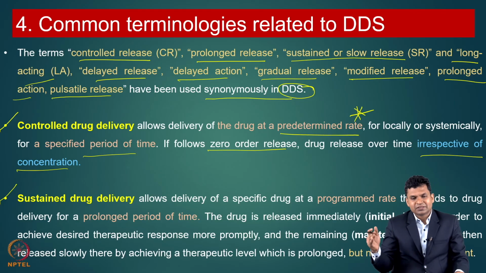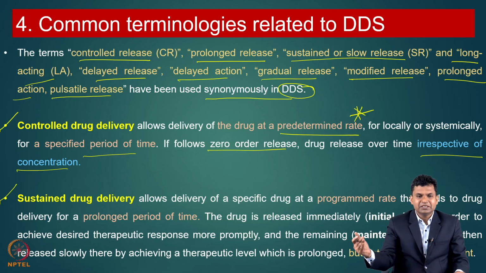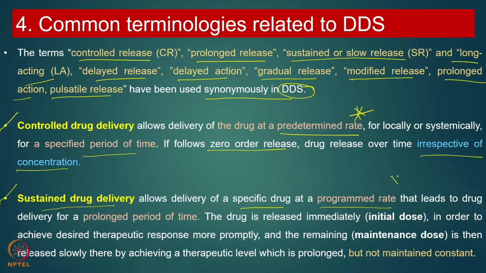Zero order controlled drug release systems can also be developed by converting the conventional formulation into controlled drug delivery systems. Here is another definition, sustained drug delivery, which allows delivery of a specific drug at a programmed rate that leads to drug delivery for a prolonged period of time. Here the drug will release continuously, showing prolonged release, and it depends on the concentration.